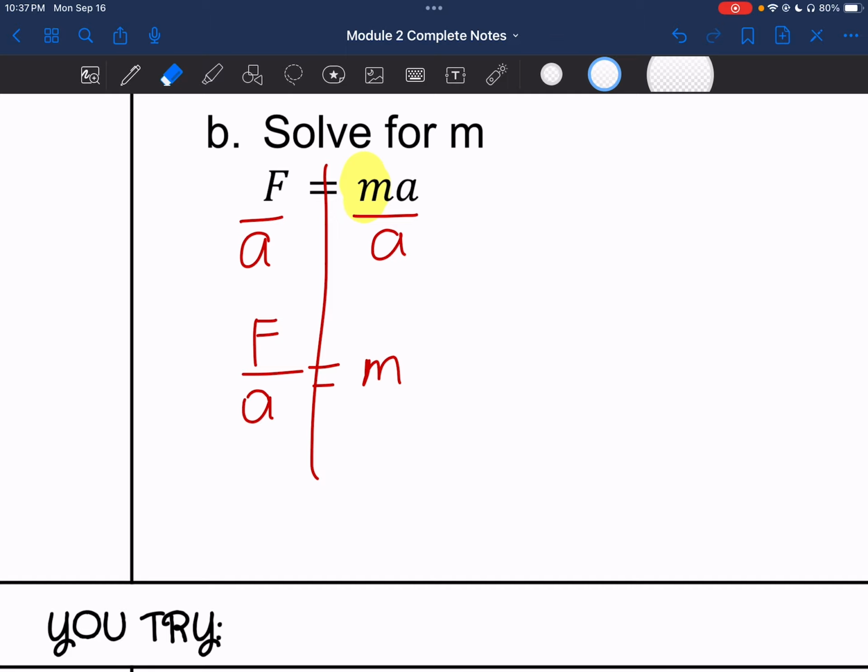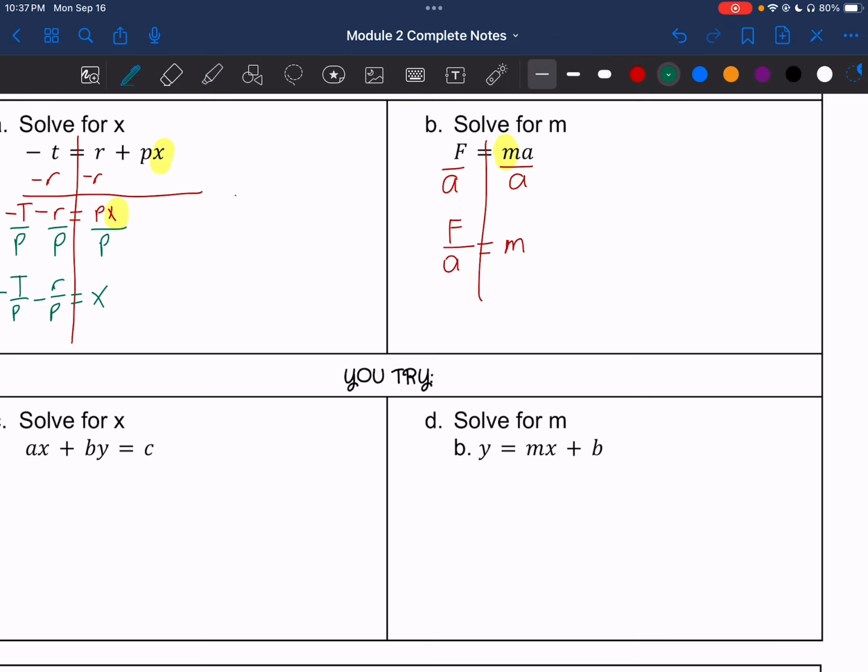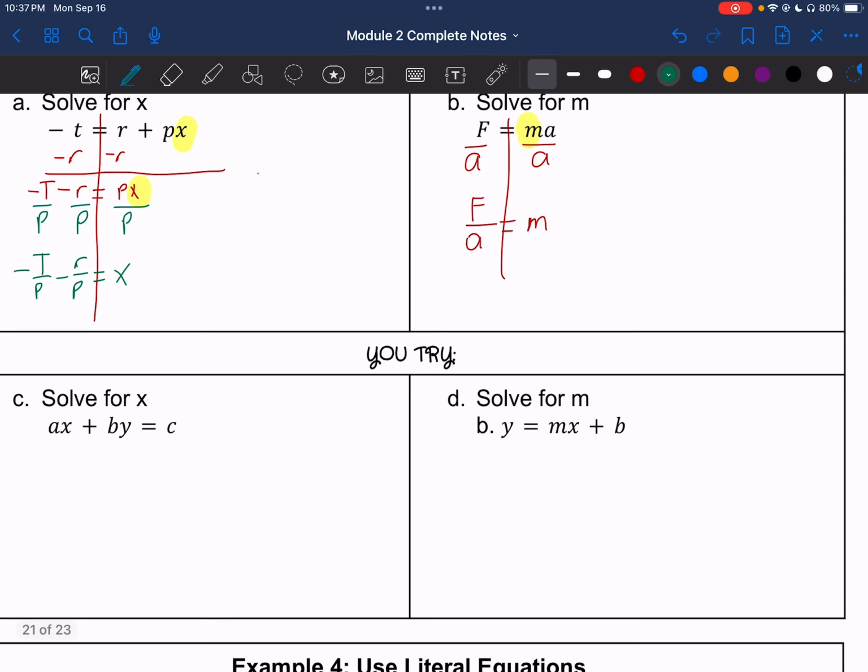Now, we're going to go on to 2 you-try problems. I want you to try them on your own and then come back and check your work against mine.